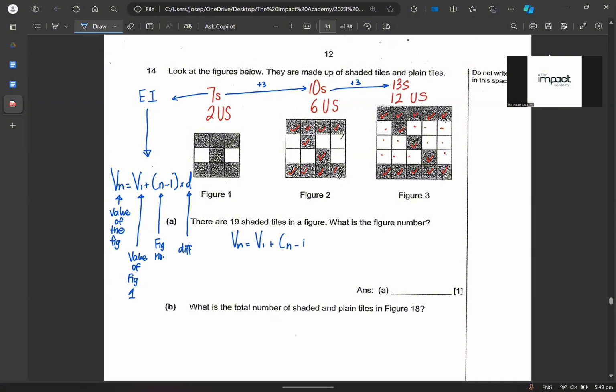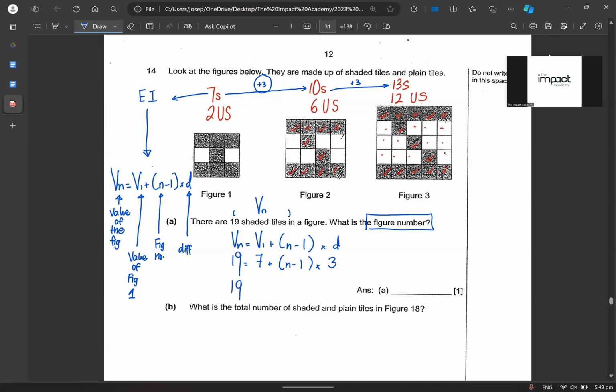Okay, you see for yourself. What is this 19 shaded tiles? This 19 shaded tiles is my value of the figure number, which is Vn, right? Which is what they want us to find. So we write 19 over here first. What's V1? V1 is value of figure number 1, which is 7. Plus, what is the figure number? We don't know, we are trying to find. What is the difference? The difference is 3. Make sense?